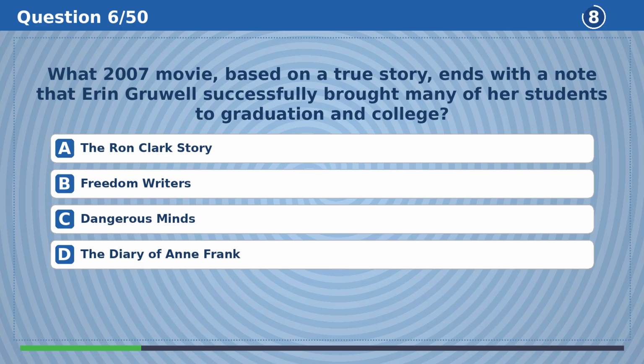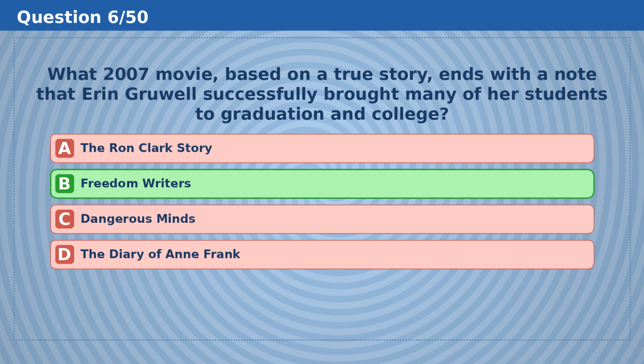What 2007 movie, based on a true story, ends with a note that Erin Grewell successfully brought many of her students to graduation and college? The answer is B, Freedom Riders.